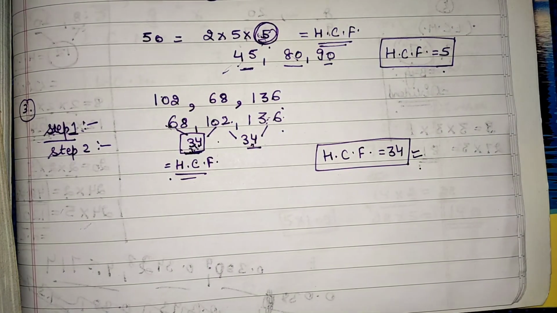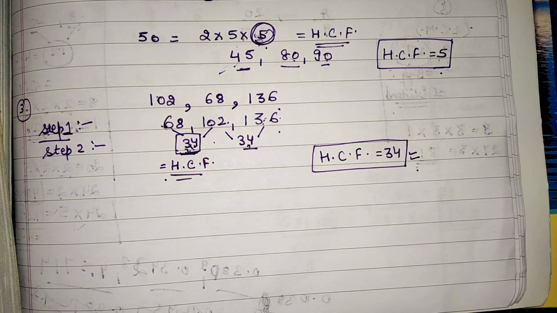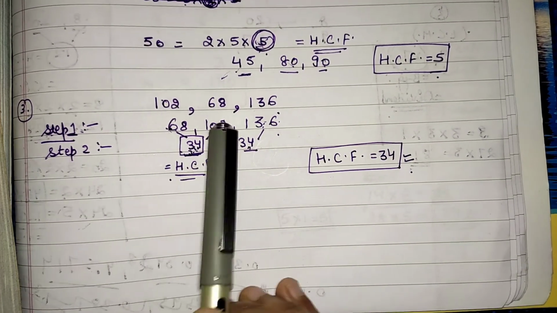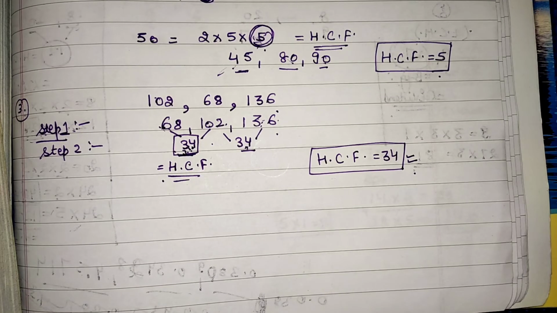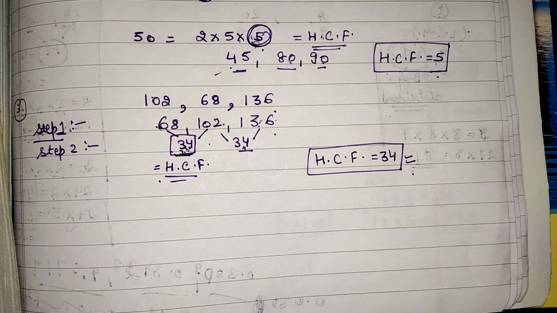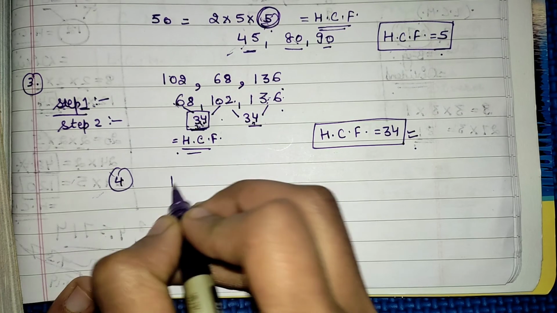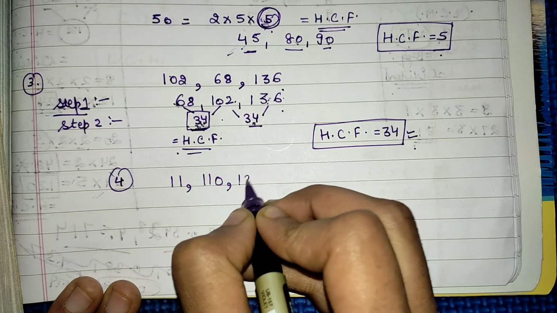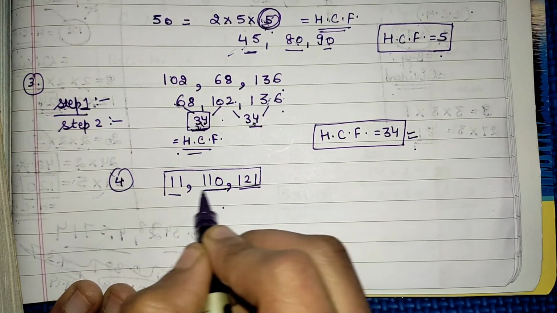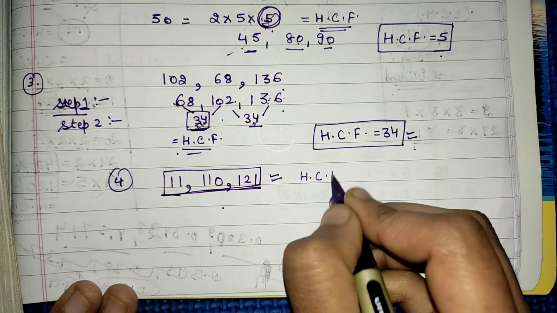Most of the time in your exam, when you get questions to find the HCF, your question will end at this place only: once you find the difference and the smaller number divides all of your numbers, that will be your HCF. So by just finding the difference between the given numbers, you will be able to find the HCF. Let's try to solve this fourth question by yourself and add your comments in the comment box: are you able to find the HCF of these numbers, and what answer are you getting as HCF?